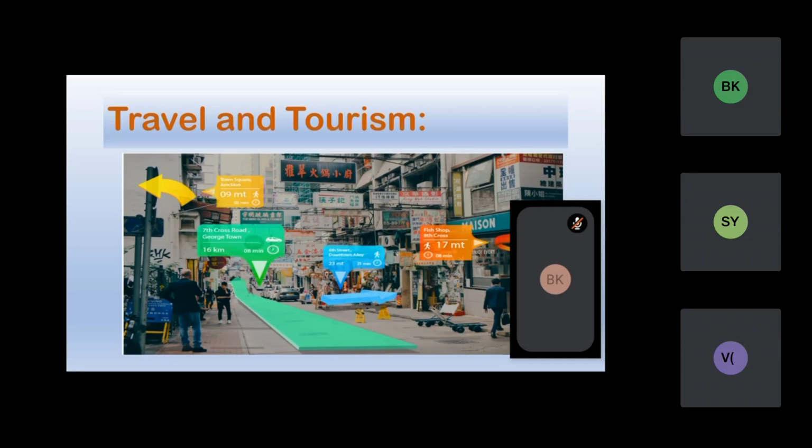So AR, as I said, when you scan that particular hotel, it can give you a clear view of the hotel, the rooms, the accommodations, the mess, canteen, and hospitality. You can just check if it is up to your mark, before going and regretting if that hotel is not good. You can get a clear view over here.